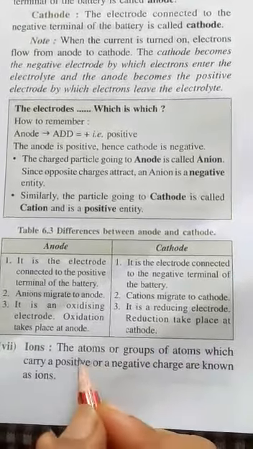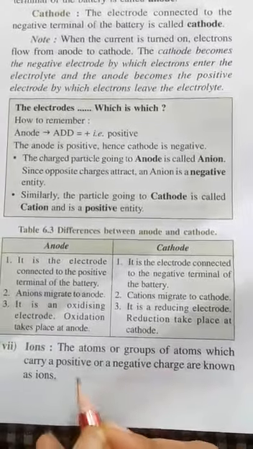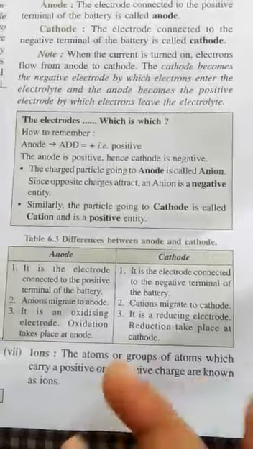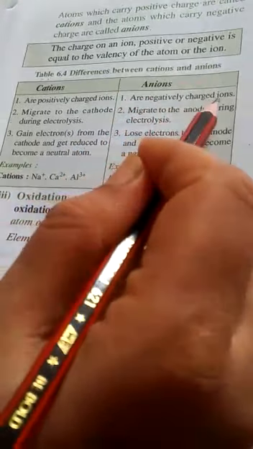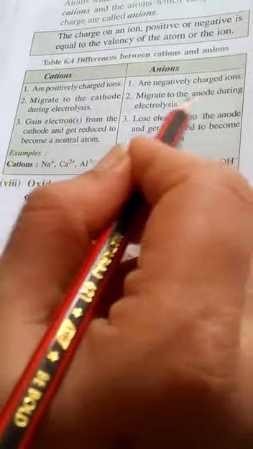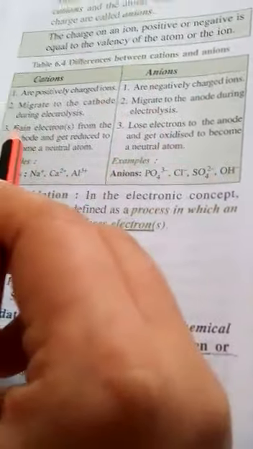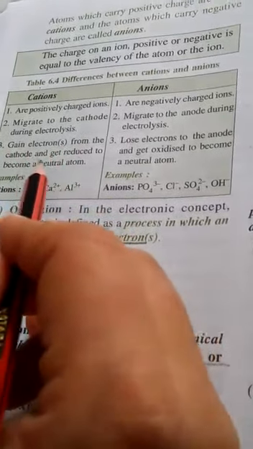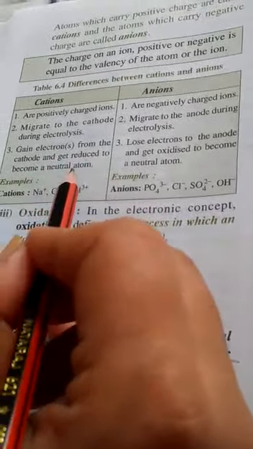Ions. The atom or group of atoms which carry a positive or a negative charge are called ions. Ions are of two types, cation and anion. A cation is a positively charged ion, an anion is a negatively charged ion. Cations migrate toward the cathode and anions migrate toward the anode. Cations gain electrons from the cathode and get reduced to become a neutral atom. Anions lose electrons to the anode and get oxidized to become a neutral atom.